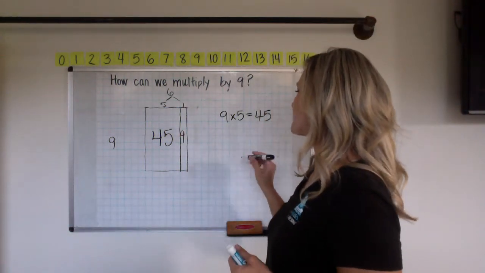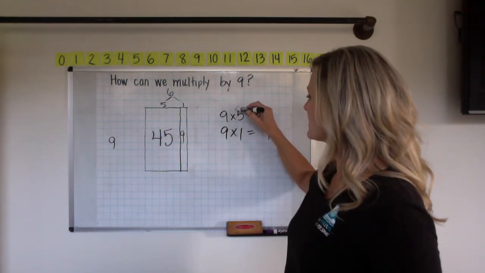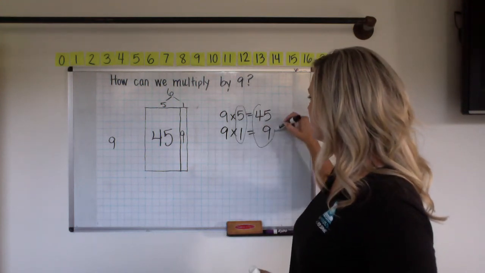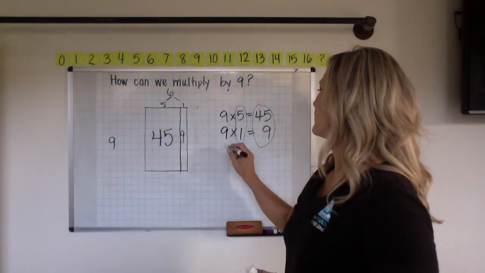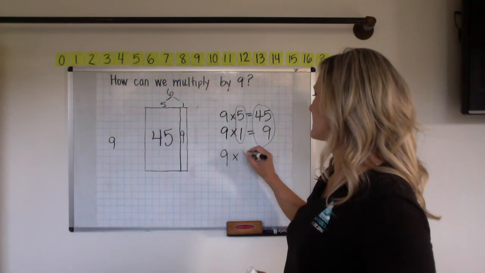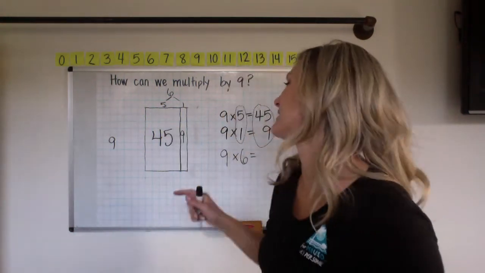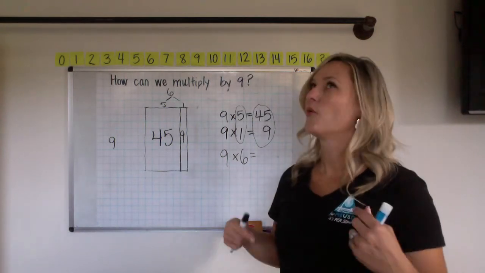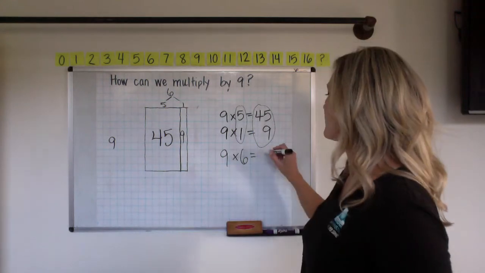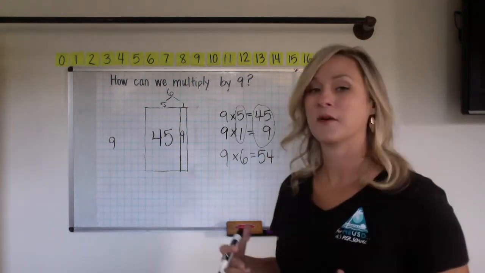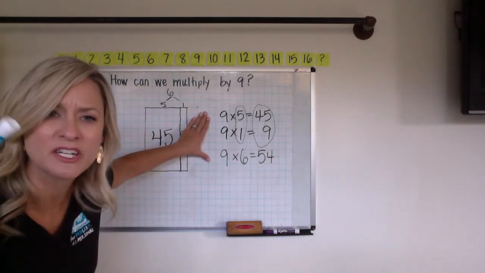So when we put those together, 9 times 5 and 9 times 1, we would come up with the answer to 9 times 6. So 9 times 6 is, let's see, 45 plus 9. Well, I know 45 plus 10 would be 55. Minus 1 is 54. Maybe you did that. I don't know. Wave at your teacher if you did that.